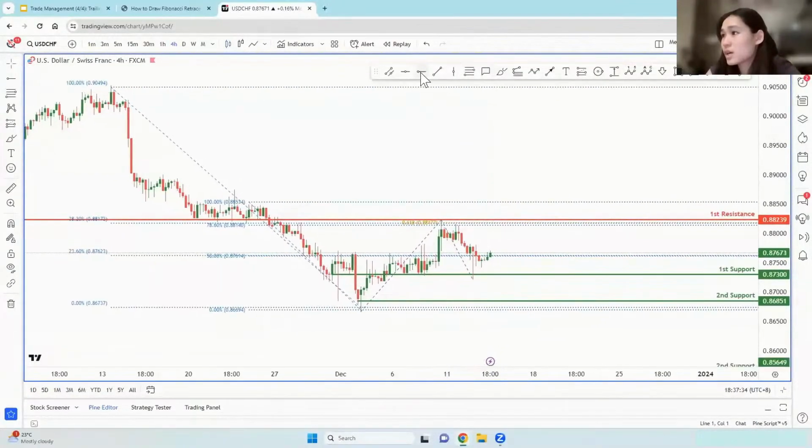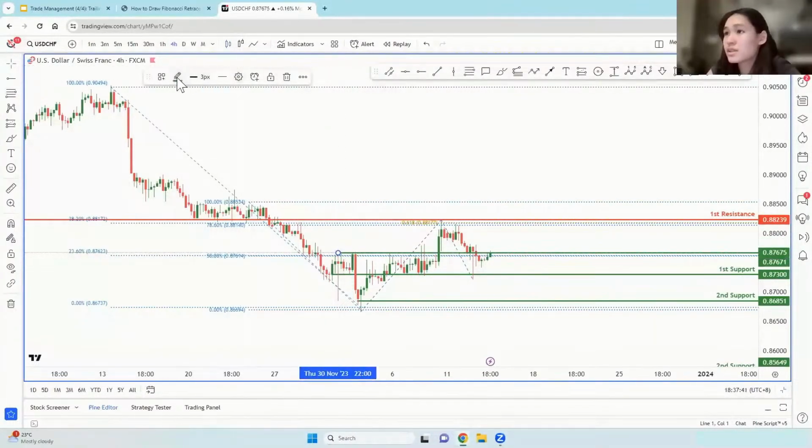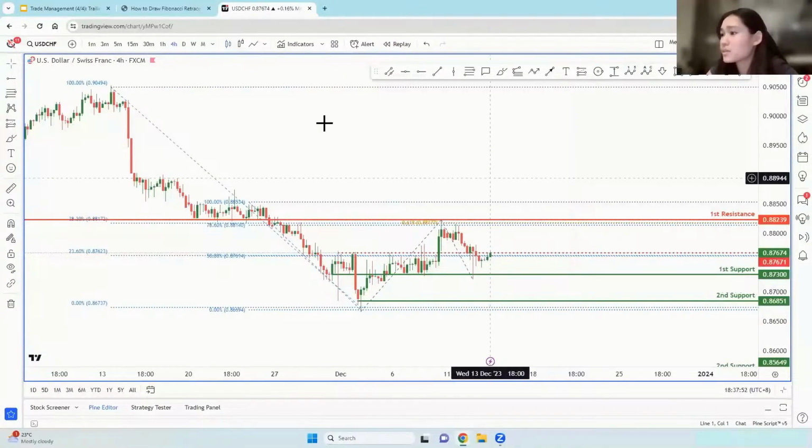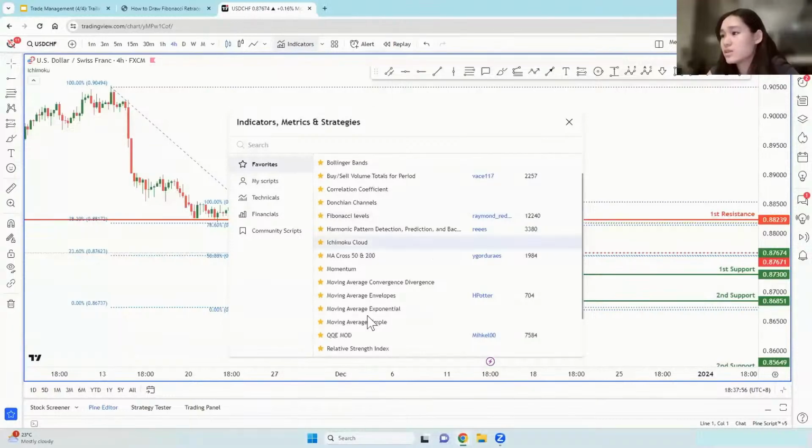I'm actually going to add a level here because this is an intermediate level. I have a Fibonacci confluence area here, and I also have some swing highs over here. Now let's go in with some indicators.